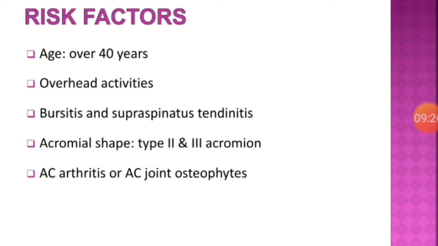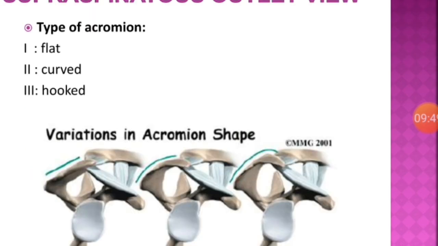The patients at risk are those over 40 years, persons involved in overhead activities, patients who had a history of bursitis or supraspinatus tendinitis, a typical shape of acromion, that is type 2 and type 3 acromion, and AC joint arthritis or AC joint osteophytes. This typical shape of acromion can be seen in the image.